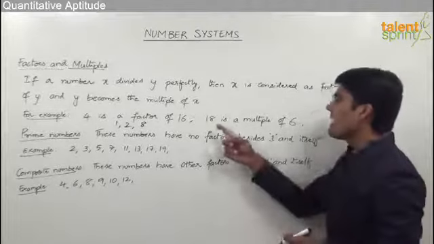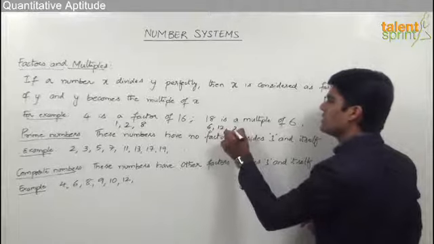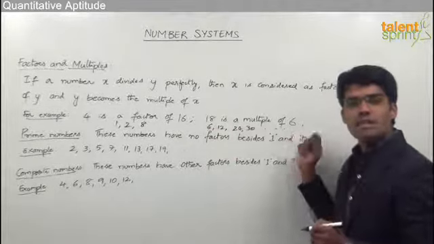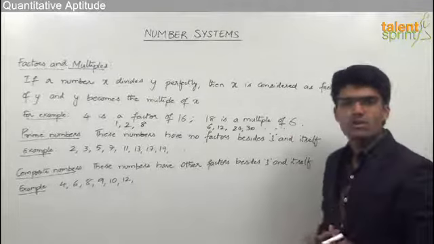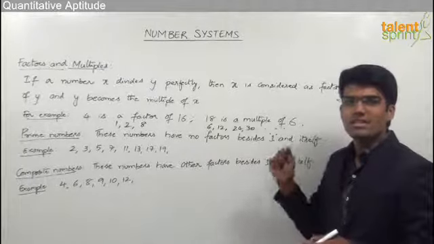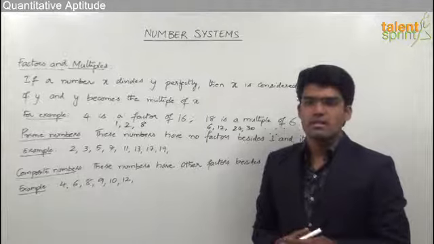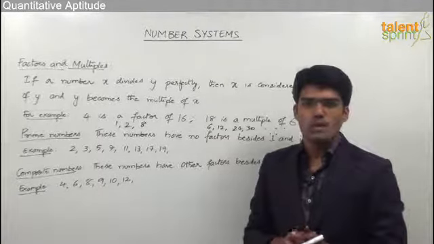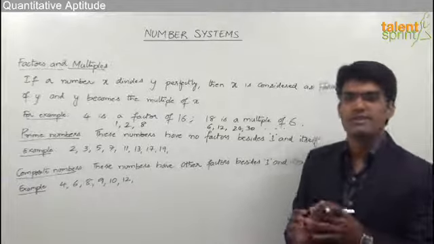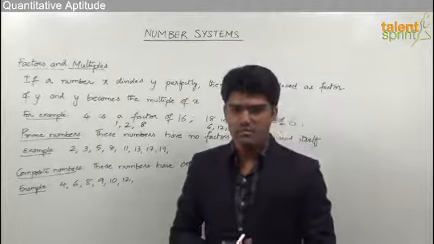For example, apart from 18, the other multiples of 6 are 6, 12, 24, 30 and so on. Why? Because all these numbers are divisible by 6. So factors are those numbers which can exactly divide the given number, and multiples are those numbers which are exactly divisible by the given number. Based on the number of factors, all the natural numbers except one can be classified as either a prime number or a composite number. So let us understand this important differentiation between prime numbers and composite numbers.